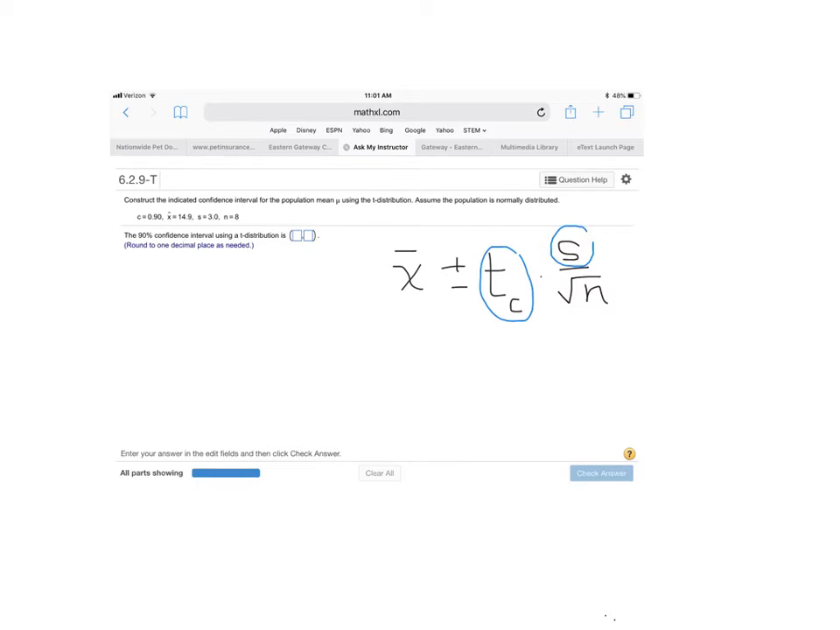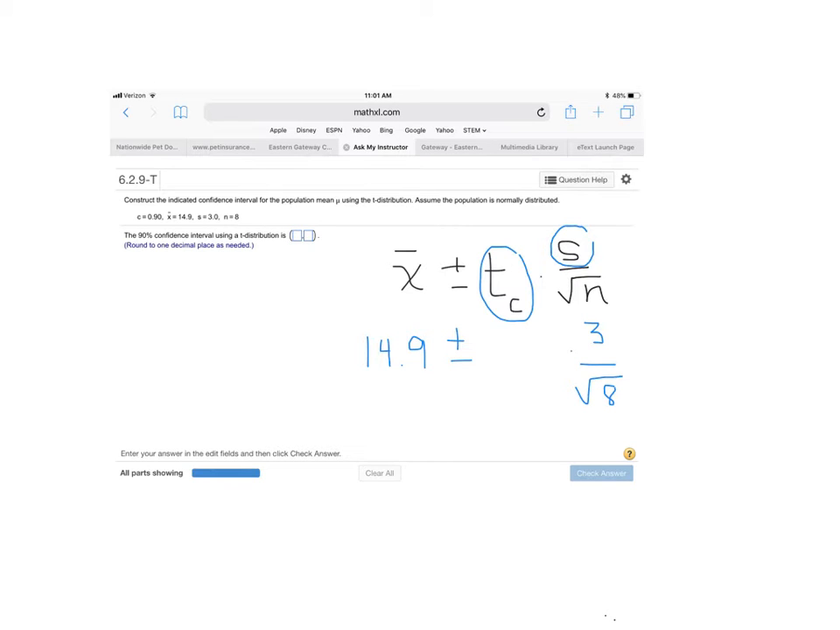Well, clearly I have an X bar given to me of 14.9. I'm going to need to get my critical value from the t-distribution using a different table, which we'll do in a moment. My S, my standard deviation of my sample, was 3.0, and that's divided by square root n, which would be divided by square root 8. So now the critical value.